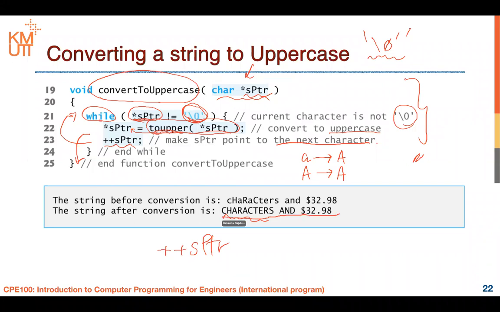So the original character string will be like this, and the result after this function will be capitalized. This is the way the convertToUppercase function works. Okay, that's all. You can try to write this function and check it out. If you don't understand this, I will explain it again later. Steps 21 to 24 will be quite complicated about how to step through the string, but it's not that difficult.